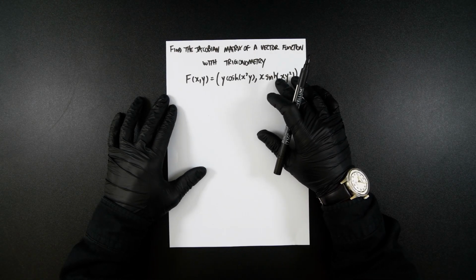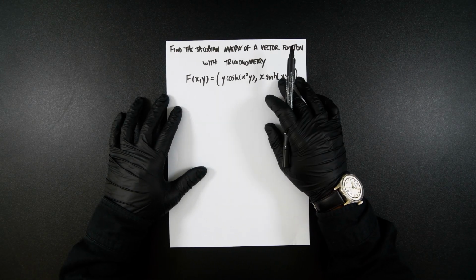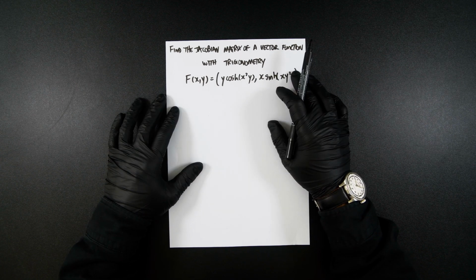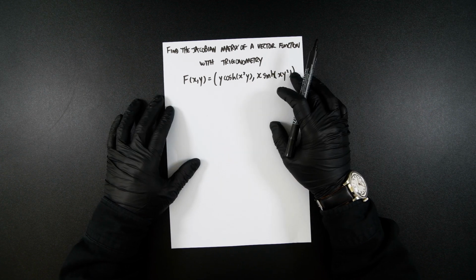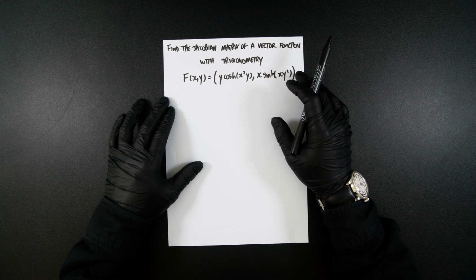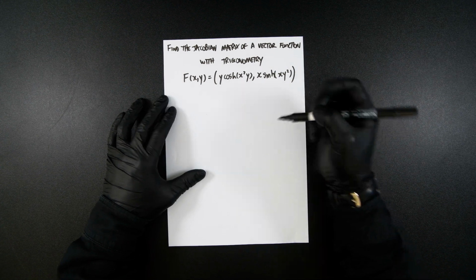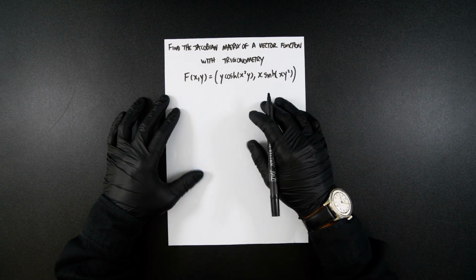Finding the Jacobian matrix of a vector function which has trig in it. Pretty straightforward, except for now we're going to be differentiating using the product rule, and it's going to have sinh and cosh in it. So what is the Jacobian matrix?